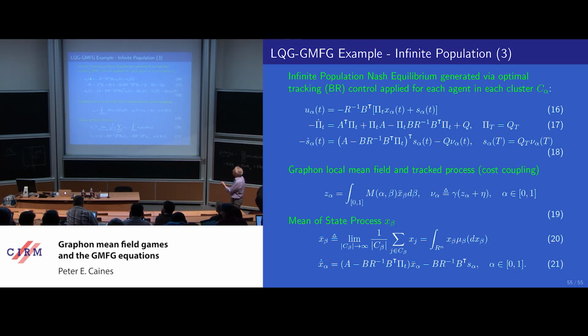Then the control equations look the same as they did in the classical case, except that the S alpha equation is driven by V alpha, which is the graphon mean over the whole network, not just the mean with respect to one measure, but a mean with respect to all of the measures of the agents to which it's connected over the network with intensity given by the graphon. So that's the mean state process.